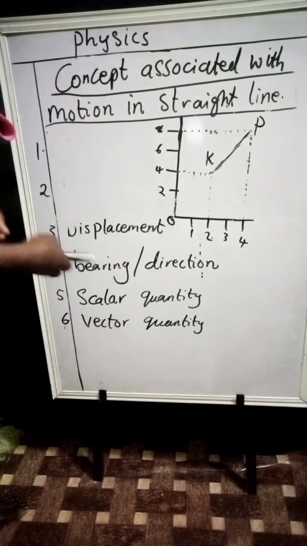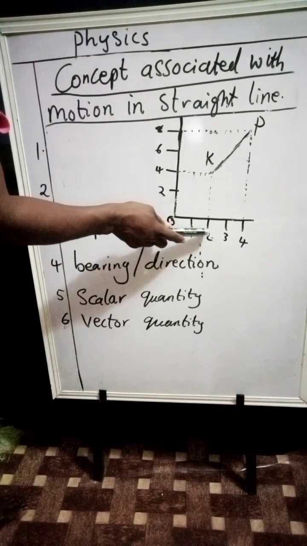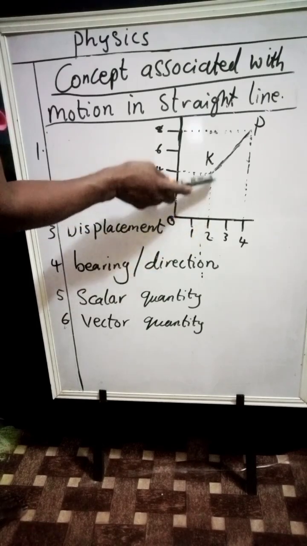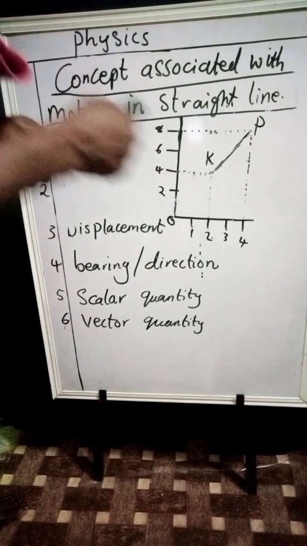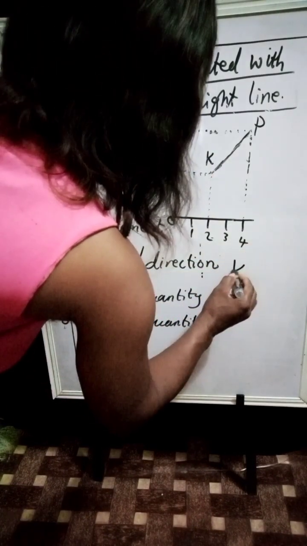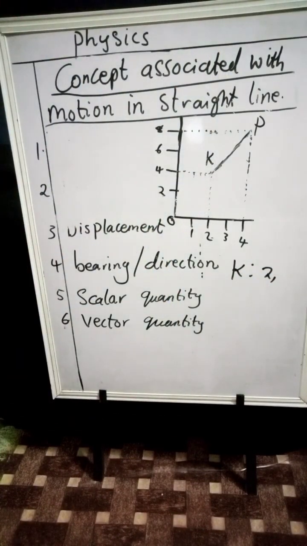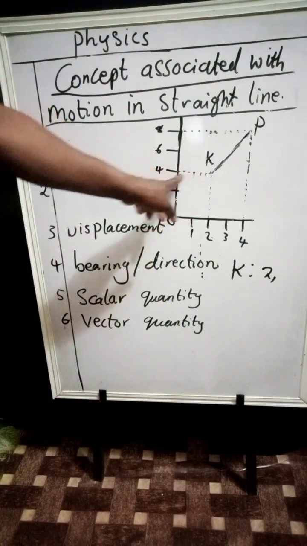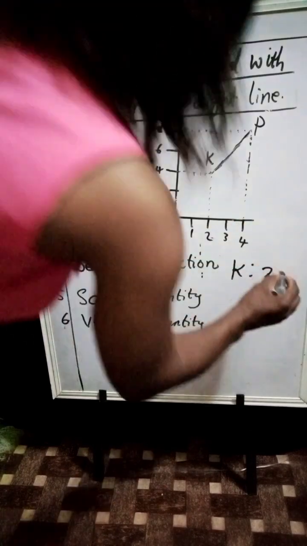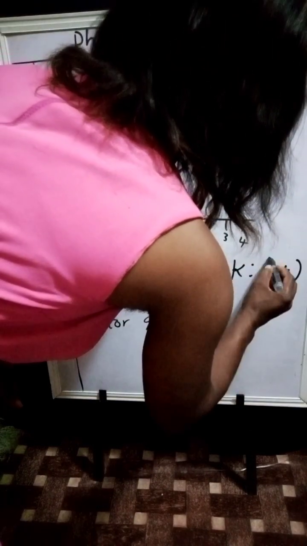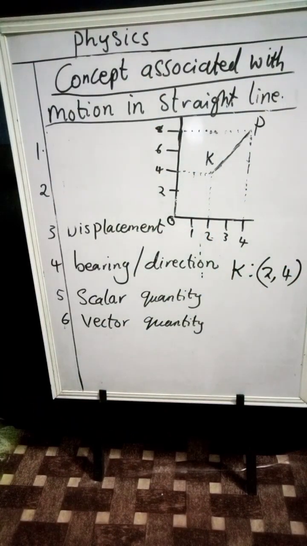So what is the X coordinate of K? K is at unit 2 on the X axis. So we have K, comma, then you go to the Y axis. K is at unit 4 on the Y axis. So this is the coordinate of K.